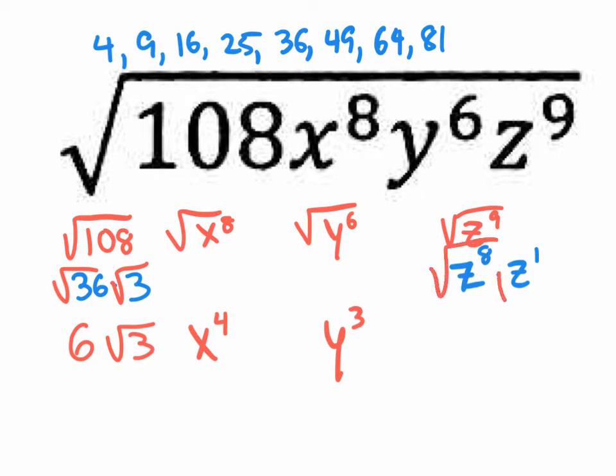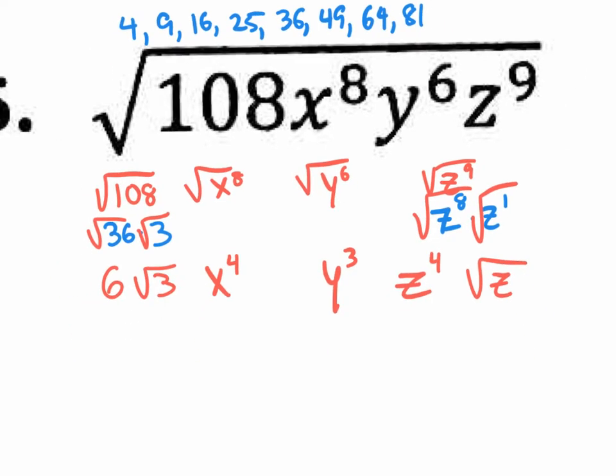So when I split the root, I will be able to say that z to the 8th with the square root is really dividing the 8 by 2, and I will get z to the 4th. And the square root of z to the 1, that's simply going to stay the square root of z, but you don't have to put to the 1 power. So this is all our answer. We just need to organize it.